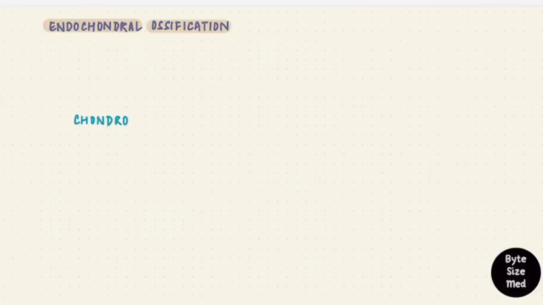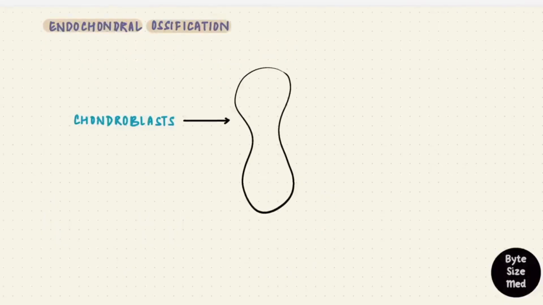Here the mesenchyme first forms chondroblasts, which synthesize the cartilage matrix, the type 2 collagen and ground substance. The cartilage forms in the shape of the bone that's going to replace it.